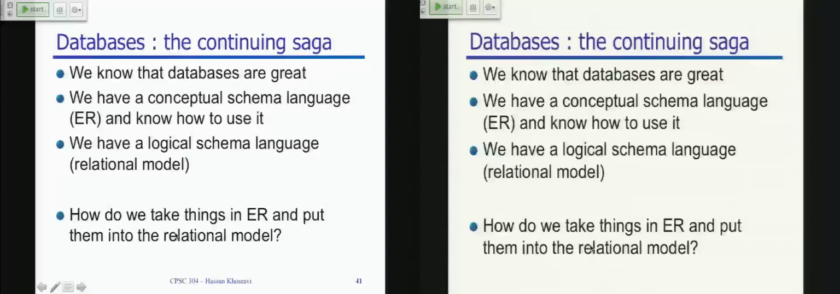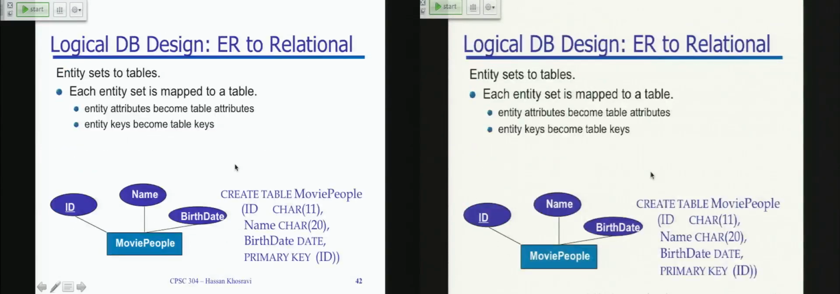So now let's go back. We know databases are great, and we've seen this conceptual schema. Now let's go back to what we're doing with ER models and see how we can take an ER model and algorithmically turn it into a table. So let's start with the easiest part, which were entities.